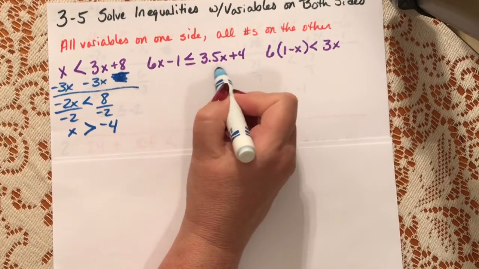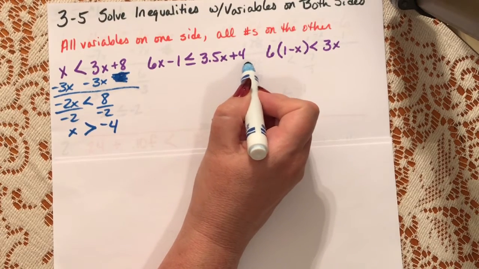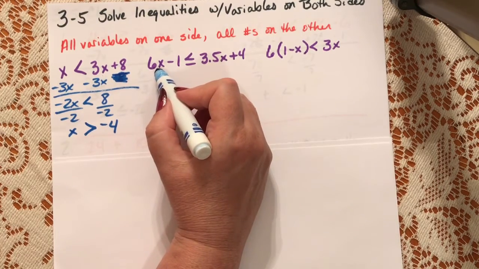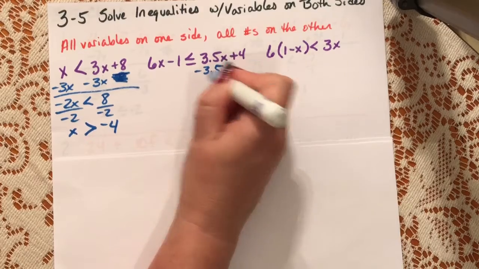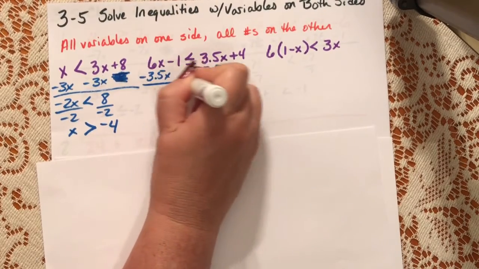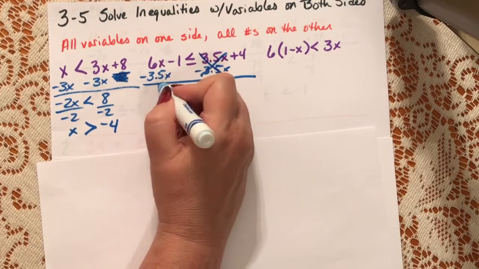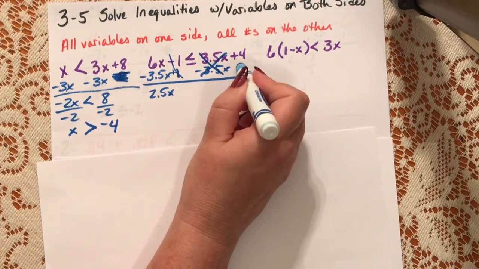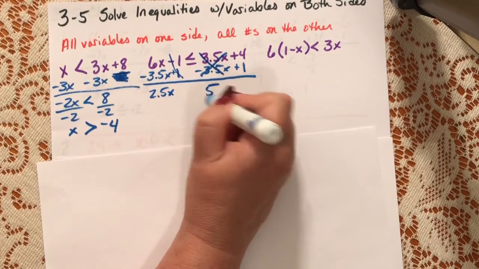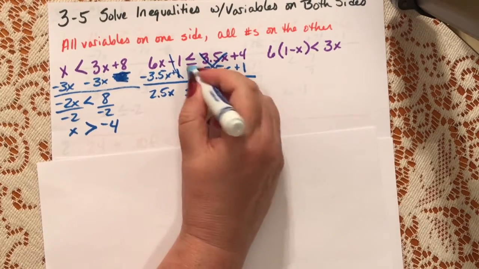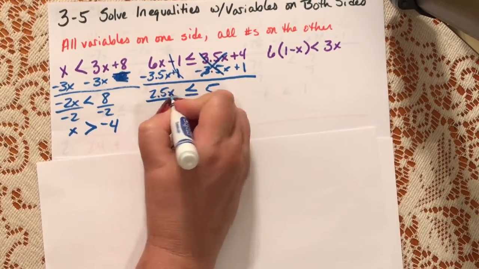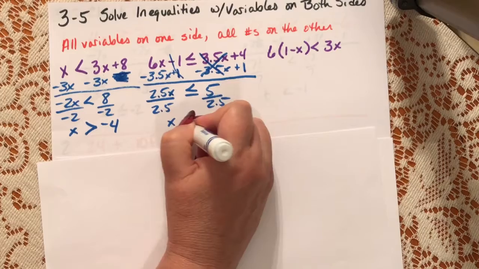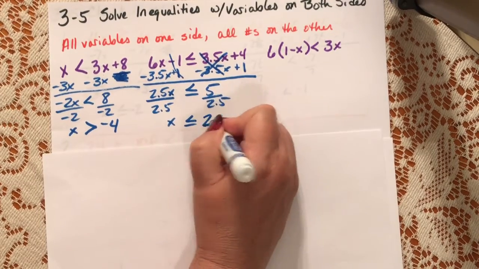6x minus 1 is less than or equal to 3.5x plus 4. I want to get all of the variables on this side, so I have a positive x. So I'm going to subtract 3.5x from both sides so that that goes away. And here I have 2.5x. So I want to add 1 to get this gone. And this side has 5, and in the middle I just bring my inequality down. Divide each side by 2.5. And x is less than or equal to 2.